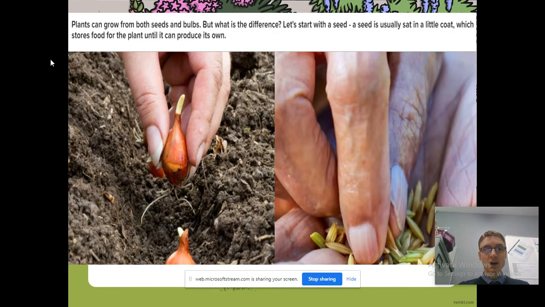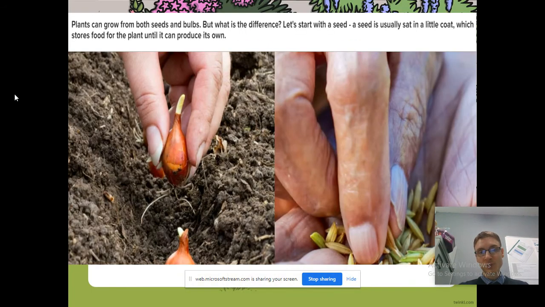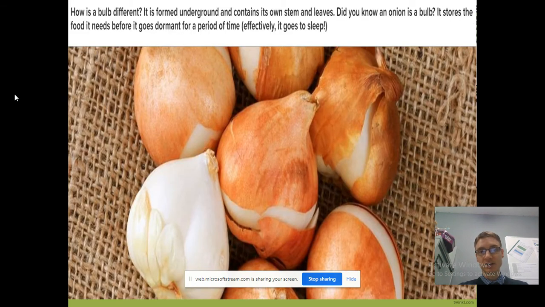So plants can grow from both seeds and bulbs, but what is the difference? A seed is usually sat in a little coat which stores food for the plant until it can produce its own. So remember that, because that is a key difference. How is a bulb different? Well, it is formed underground and it contains its own stem and its leaves. The seed doesn't have that. It doesn't have its own stem and leaves within it.